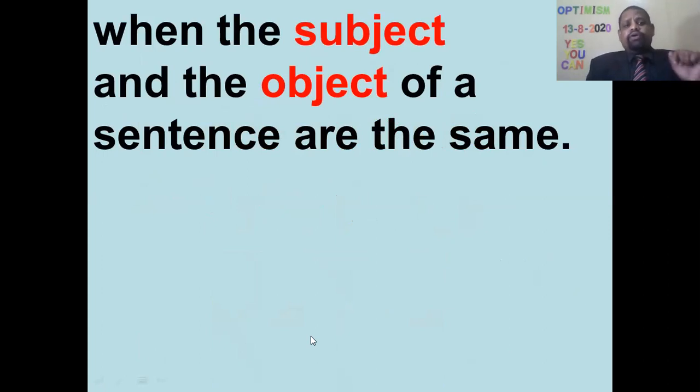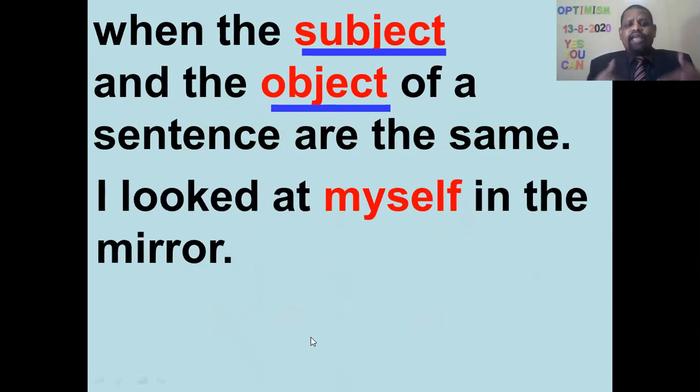Let's move with more details into the reflexive pronoun. I mentioned before, when the subject and the object of a sentence are the same, Musa bought Musa a shirt, the subject and the object are the same. Read this example. I looked at myself in the mirror. Myself reflects back to I, a reflexive pronoun. Try to remove myself from the sentence and read it. I looked at in the mirror. We cannot understand the sentence. So this is a reflexive pronoun. It is needed in the sentence.